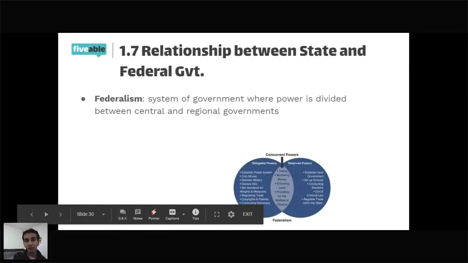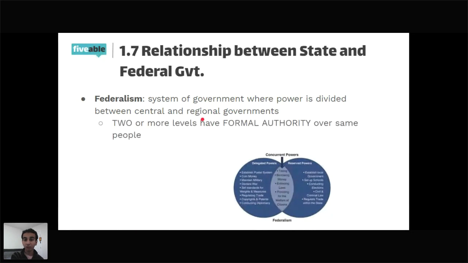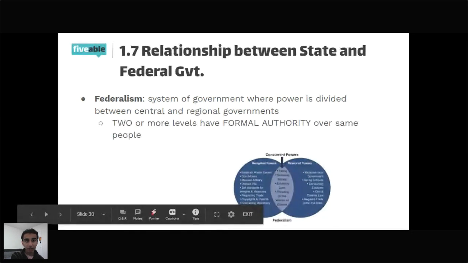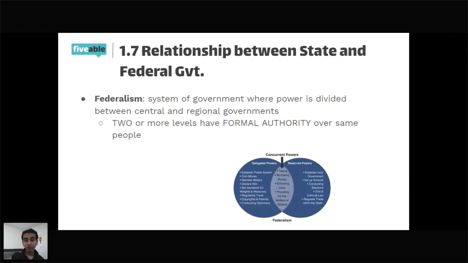Again, in terms of what federalism is, it's a system of government where power is divided between the central and regional governments. So this doesn't necessarily have to mean a state government. It can also mean like a local government or regional government. It's when 2 or more levels have formal authority over the same people. So it's like the same citizens. So for example, I am a resident of North Carolina. So the state governor of North Carolina has authority over what I do, and so does the president because he rules the entire country.